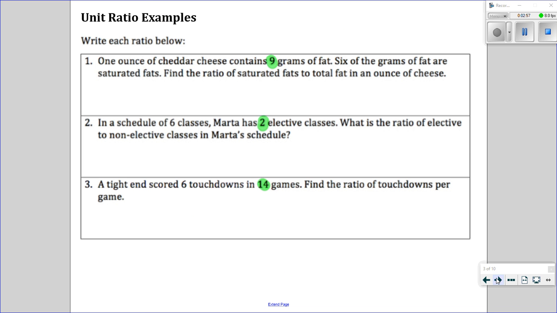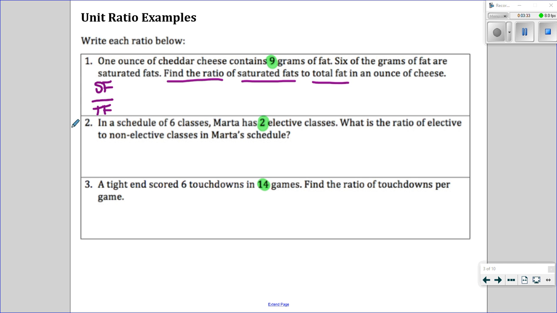All right, so we're going to do examples based on the unit ratio. The first one says 1 ounce of cheddar cheese contains 9 grams of fat. 6 of the grams of fat are saturated fats. Find the ratio of the saturated fats to the total fat in an ounce of cheese. All right, let's look at the information that they gave us. They said that there's 9 grams of fat in the cheddar cheese, and 6 of them are saturated fat. So we need to find the ratio of saturated fat to total fat.